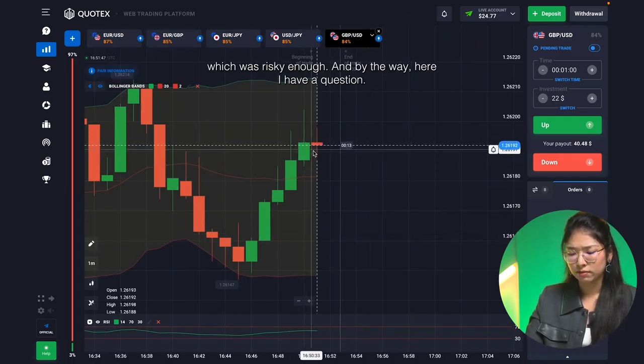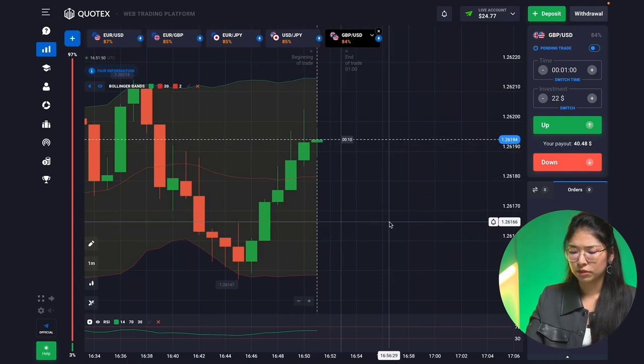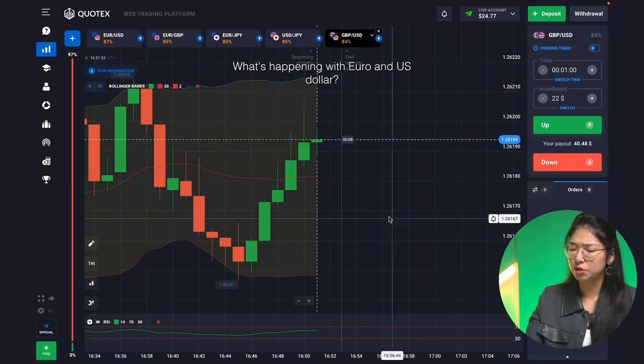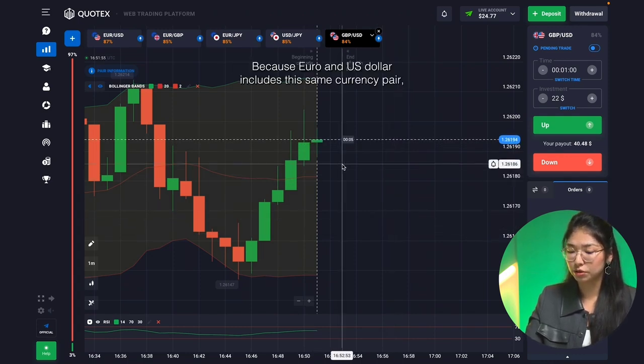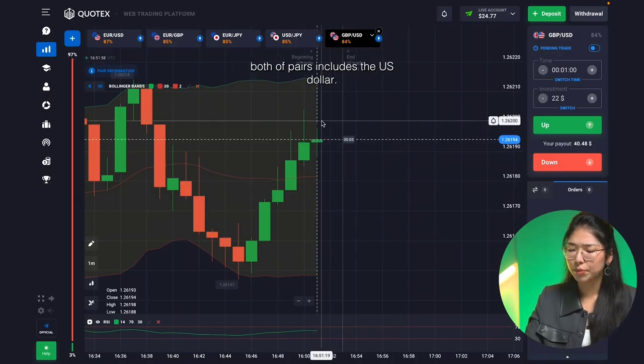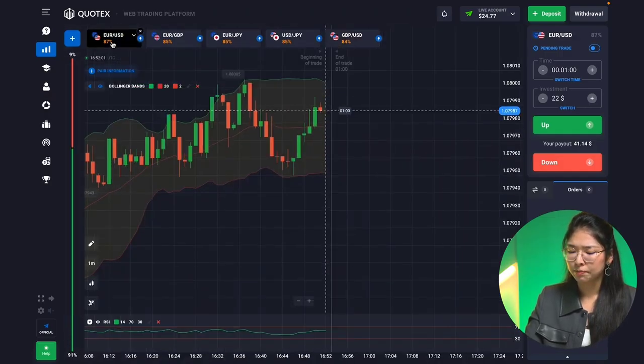And by the way, here I have a question. What's happening with euro and US dollar? Because both pairs include the same currency, the US dollar. Well, perfect. Here the situation is a little bit similar.